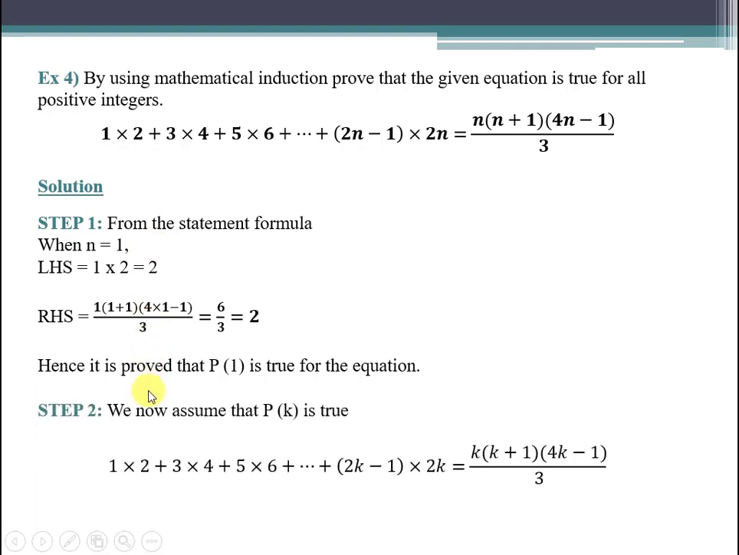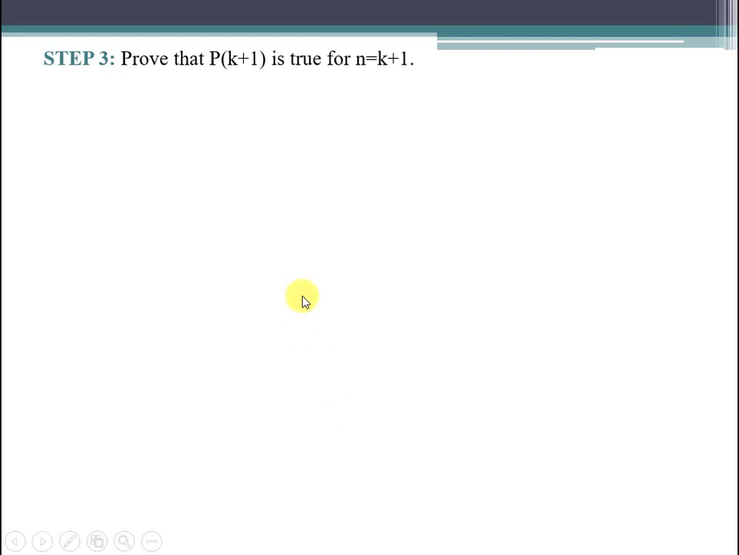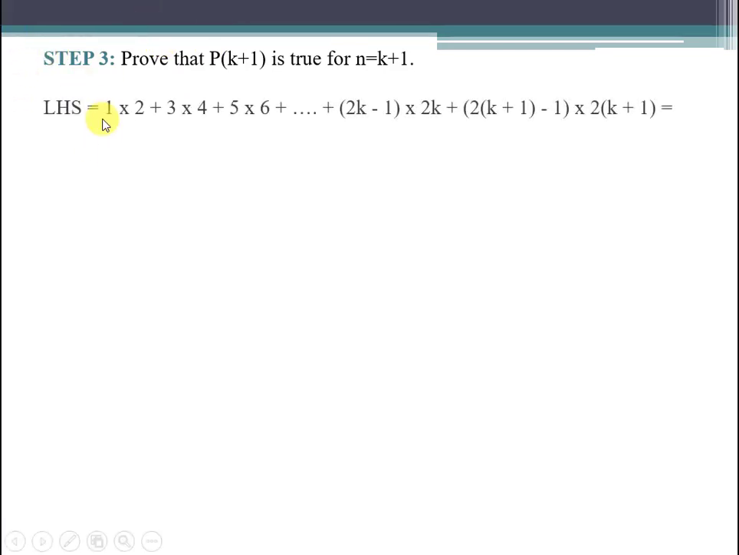Now, step 2: we assume that Pk is true. So we just rewrite our equation with k. And the next step, step 3, the main step, we prove that Pk plus 1 is true for n equal to k plus 1. So we should prove it now, using the second assumption. We prove our statement for the next n.